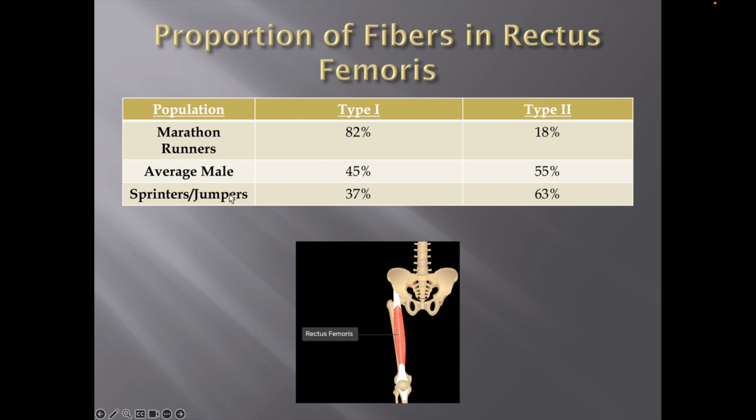Now, on the flip side, if you look at sprinters and jumpers, they have to produce a lot of force very quickly at high speeds. So they are going to have more type 2 muscle fibers than type 1. In the middle there would be your average male that is not doing a whole lot of activity. So again, the activity that you're more successful in can oftentimes be determined based on how many type 2 to type 1 muscle fibers that you have.